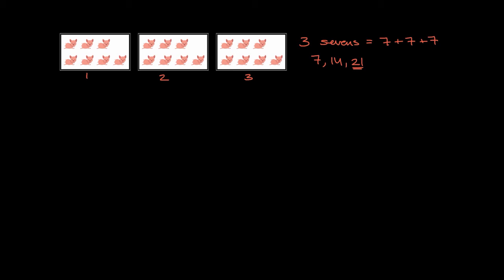Let's do another example. So here I'm looking at a picture of a bunch of blue seals, not something that you are likely to see in the wild. And these blue seals have once again been grouped. Let's see how many groups there are. There are 1, 2, 3, 4, 5, 6, 7 groups.